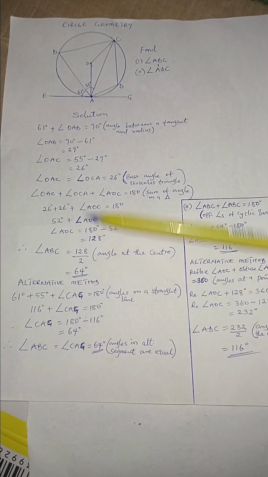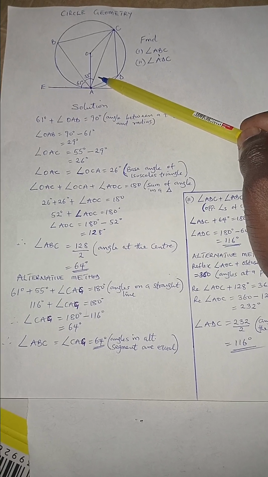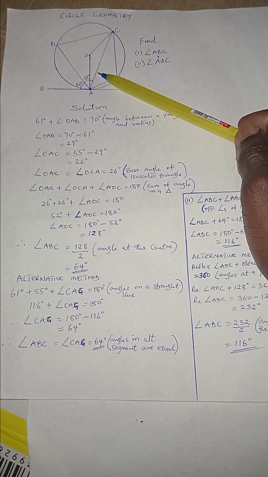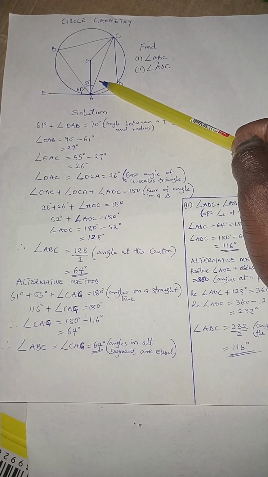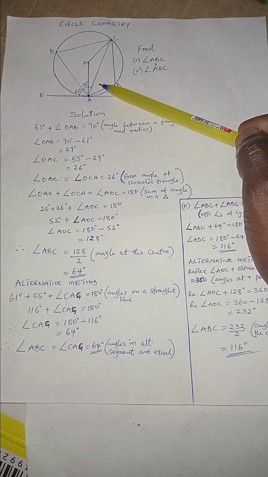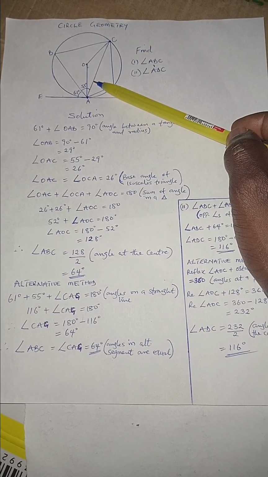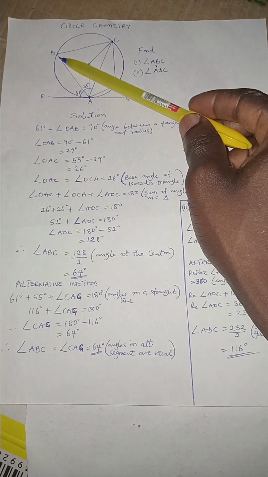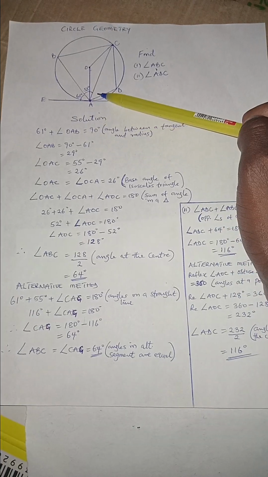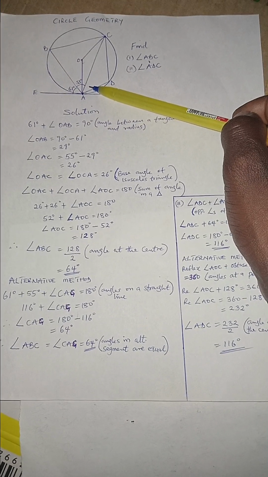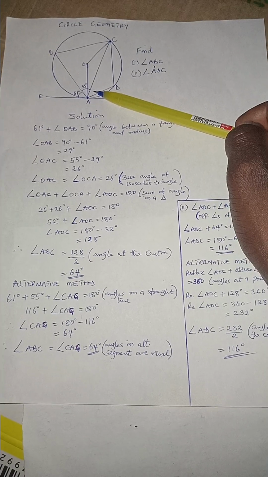So the angle here is 64. One of the theorems of circle geometry says angles in alternate segments are equal. If the angle here is 64, this angle here is in the alternate segment to angle B, and therefore this angle and this angle are equal. So that's another method we can use, and that gives us the solution to question 1.